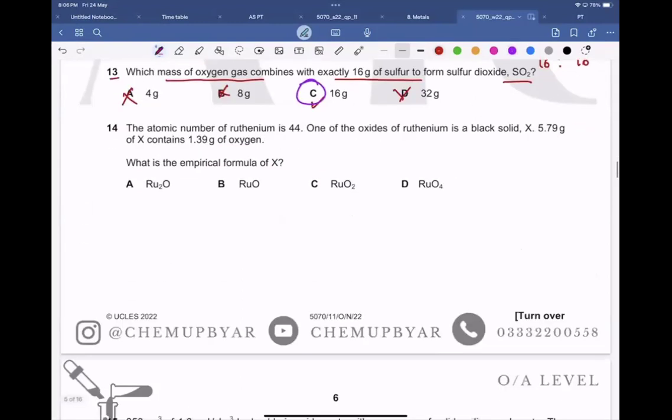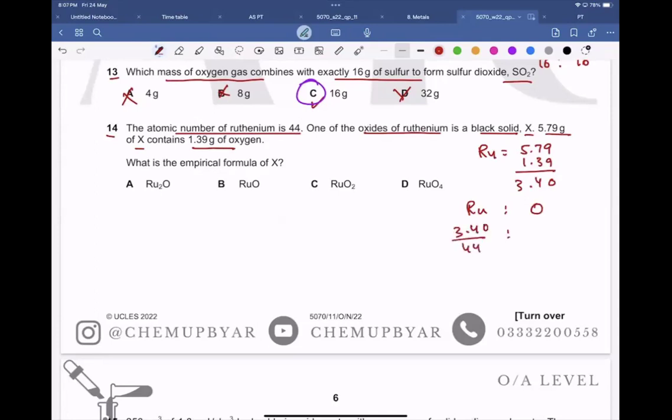Okay. Now question number 14. The atomic number of ruthenium is 44. One of the oxides of ruthenium is a black solid, X. 5.79 grams of X contains 1.39 grams of oxygen. So the mass of ruthenium can be found by 5.79 minus 1.39, which gives 4.40, 3.40. So that is the mass of ruthenium. So we have the mass of ruthenium and oxygen. For the empirical formula, it's 3.40 divided by 44 and 1.39 divided by 16.